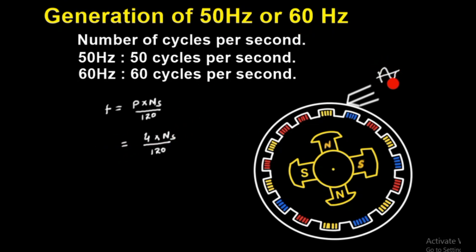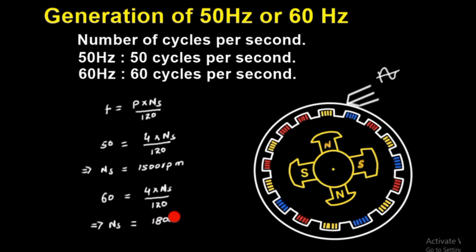If we require 50 Hz frequency here, solving for Ns we get the value of 1500 rpm. It means if the rotor is rotated with this speed, then the frequency of the generated EMF will be 50 Hz. If we solve this equation for 60 Hz, solving for Ns we get 1800 rpm. So if this 4-pole rotor is rotated with 1800 rpm, then the frequency of the generated EMF will be 60 Hz.